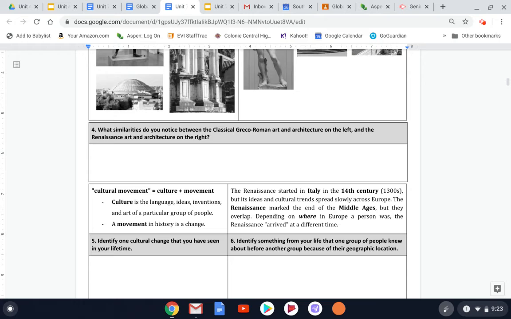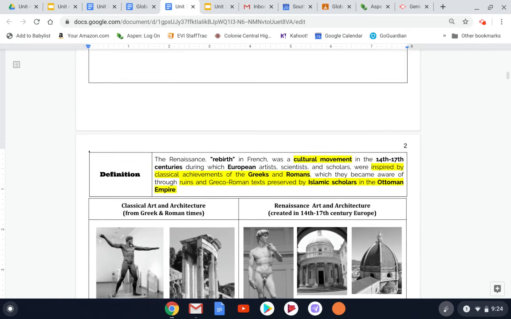The Renaissance marks the end of the Middle Ages, but the Middle Ages and the Renaissance do kind of overlap, because depending on where in Europe a person was at a given time, the Renaissance, these new ideas, arrived to those different places at different times.